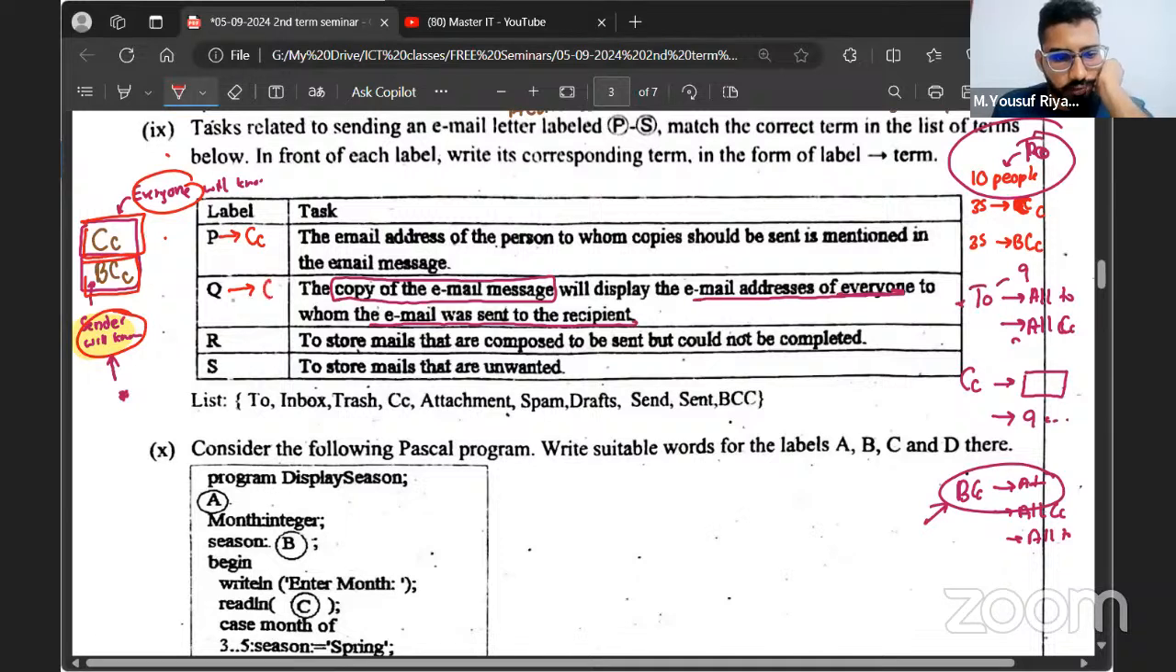That's also going to be CC. Because here also they mentioned that the person to whom copies should be sent is mentioned in the email message. So for whom you want to send copies, you add them in the CC section.